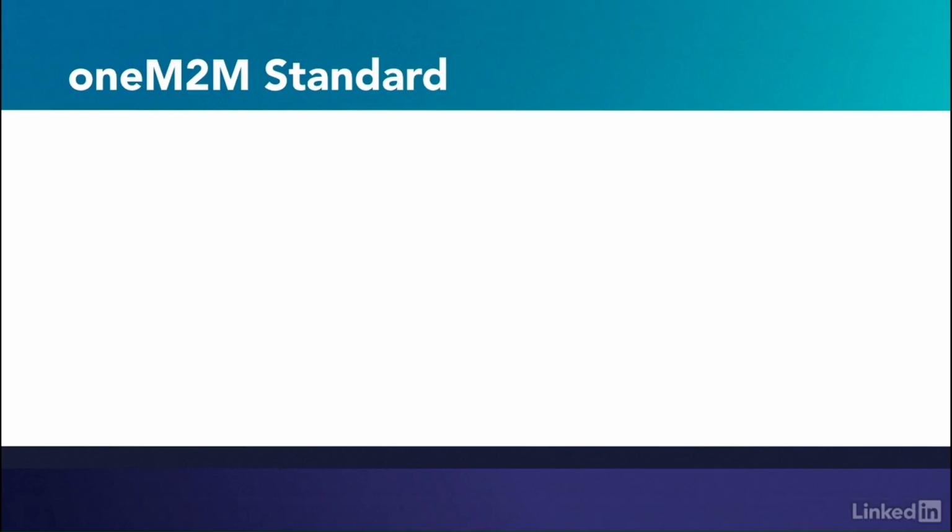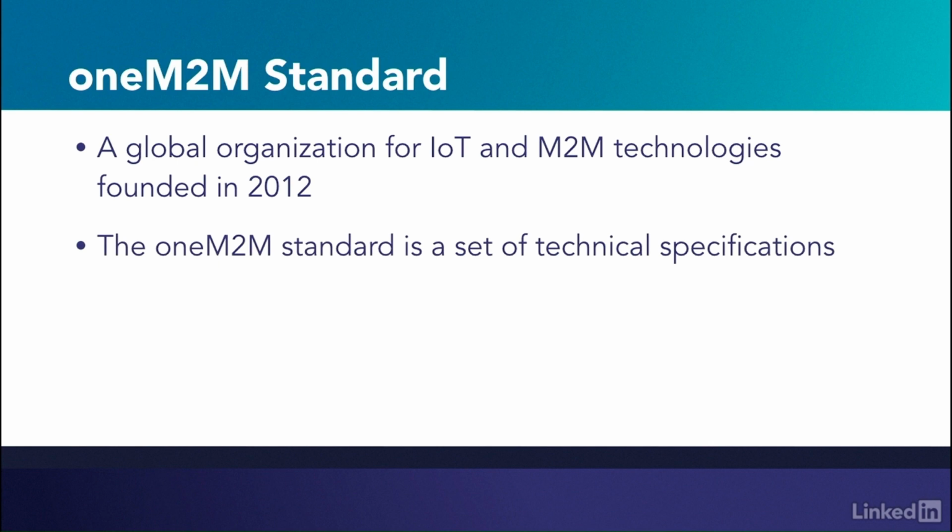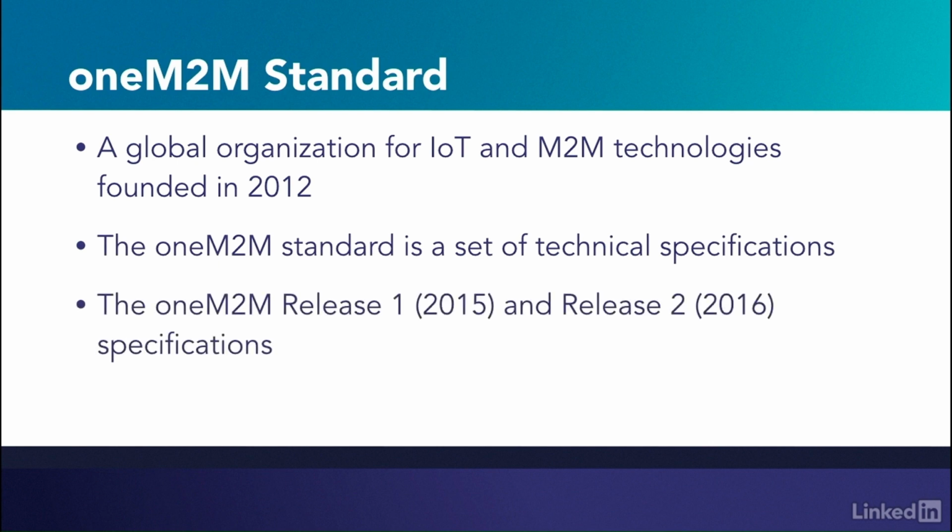standardized by OMA, which is a global organization for M2M in IoT technologies, founded in 2012. The OMA organization consists of the main standards development organizations, industry consortia, and industry players around the world, including Broadband Forum and OMA we mentioned. The OMA standard is a set of technical specifications. The first release of OMA specifications was published in 2015, and the second release was published in 2016, while the next release is a work in progress.